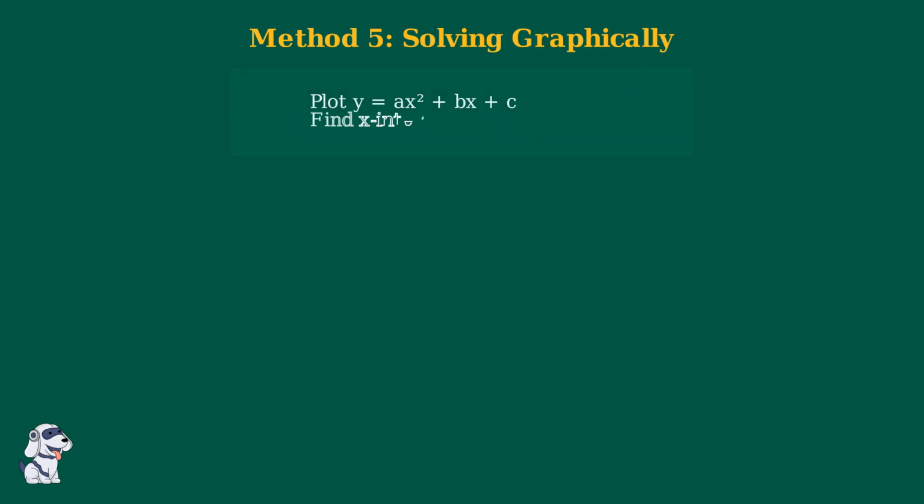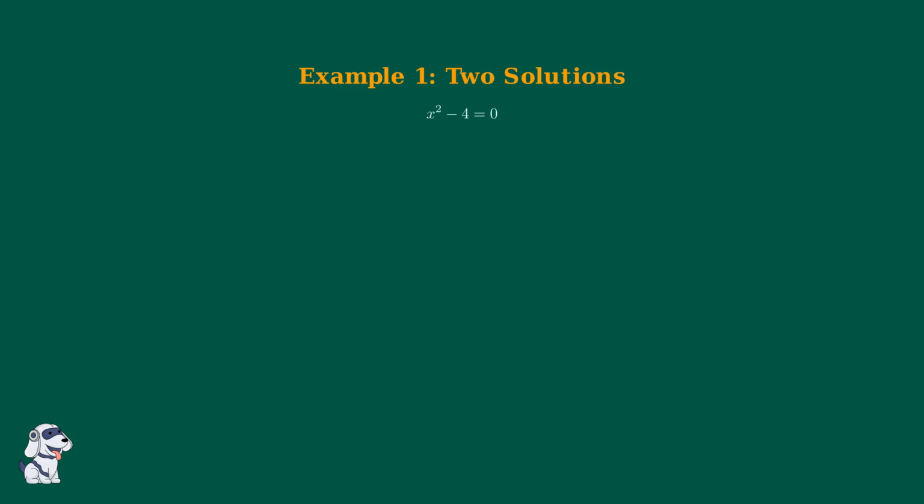The graphical method works by plotting the quadratic function y equals ax squared plus bx plus c on a coordinate plane. The solutions to our original equation are the x-intercepts, which are the points where the parabola crosses the x-axis. Let's start with our first example, x squared minus 4 equals 0. We'll graph y equals x squared minus 4 and find where it crosses the x-axis.